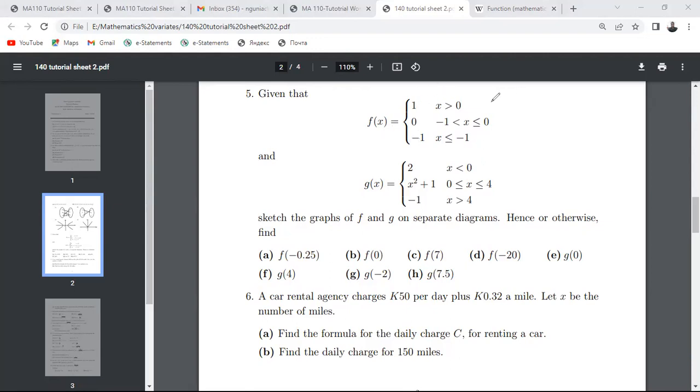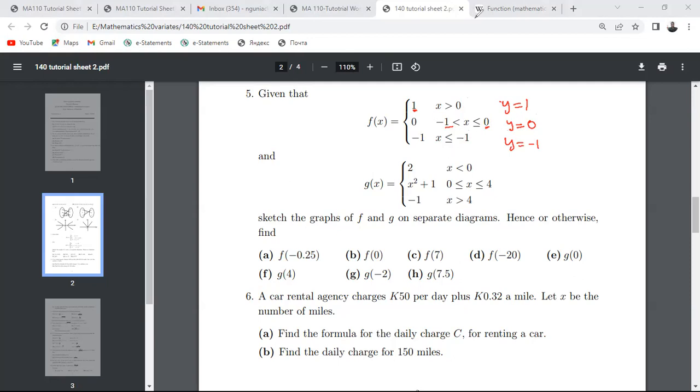So we have 3. The first one is the line y is equal to 1. But they are saying this line y is equal to 1 is only valid for x greater than 0. Then we have the line y is equal to 0, and this is only valid from -1 to 0. That's the domain. Then we have y is equal to -1, and this is valid from x -1 or less. So x is less than or equal to -1.